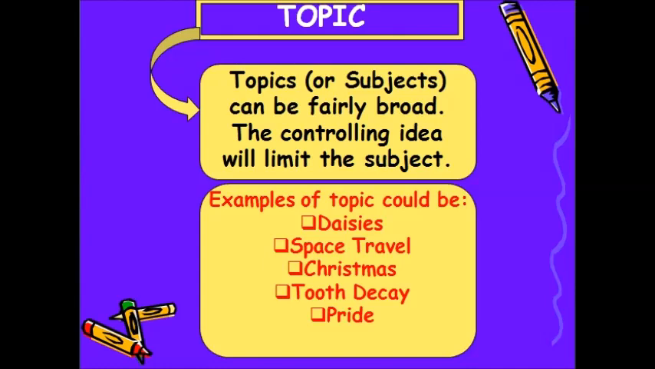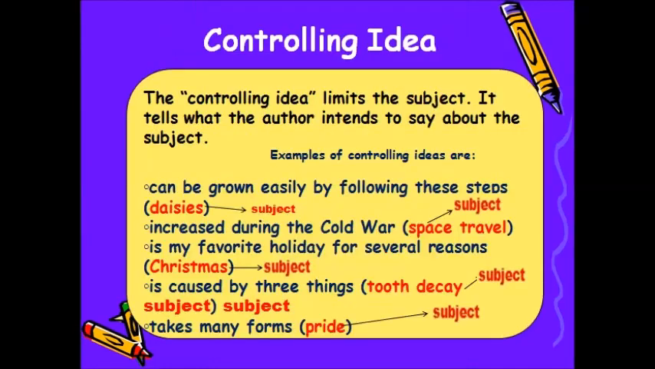Topics or subjects can be fairly broad. The controlling idea will limit the subject. Examples of topics could be daisies, space travel, Christmas, tooth decay, and pride. We will show in the next slide how these broad topics will be limited by the controlling idea. The controlling idea limits the subject. It tells what the author intends to say about the subject. Examples of the controlling ideas are given here.